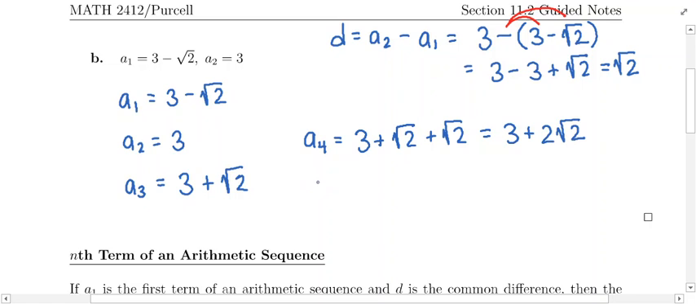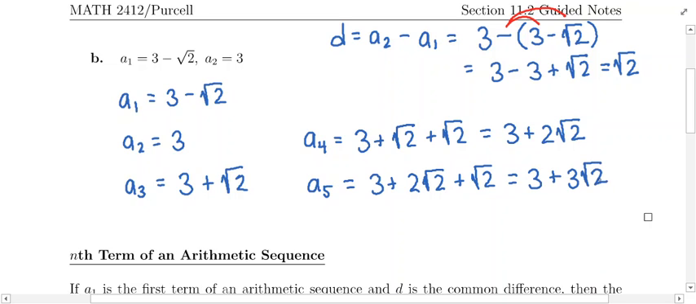All right. And then to get the last term here, A5, we're going to take A4, which is 3 plus 2 square root of 2, and add another instance of the common difference. So tack on another square root of 2 and combine like terms. The 3 doesn't have a radical, so we'll leave it by itself. Here we have two instances of the square root of 2, and then here we have another instance of it. So we have a total of 3 square roots of 2. So the fifth term here is going to be 3 plus 3 square root of 2.